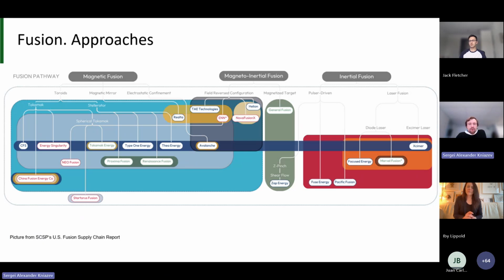There are a bunch of different fusion approaches. We will not talk about all of them, it may take hours. Though we can split them into three main categories, three main types: magnetic fusion, magnetic inertial fusion, and inertial fusion.